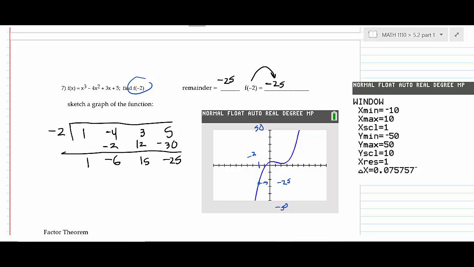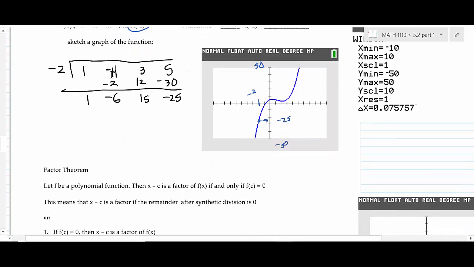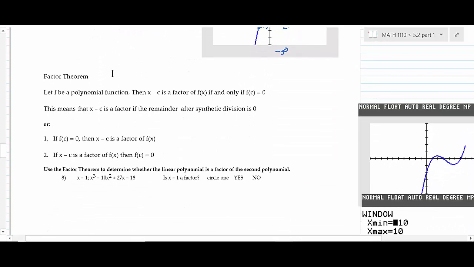So it's a quick way. A lot of times it's easier to do the remainder theorem than it is to just plug in the negative 2 and calculate. Not always, but sometimes it is, because you can do it real fast. Everybody okay with that? So if I am asking for remainder theorem, you divide. You have to do synthetic division and look for the remainder. Then you've got your function value. Okay, next thing I want to do is the factor theorem.